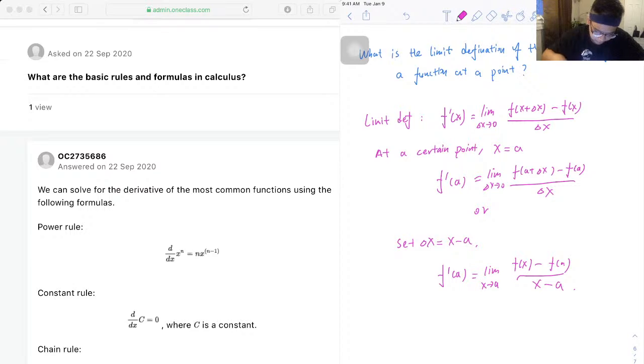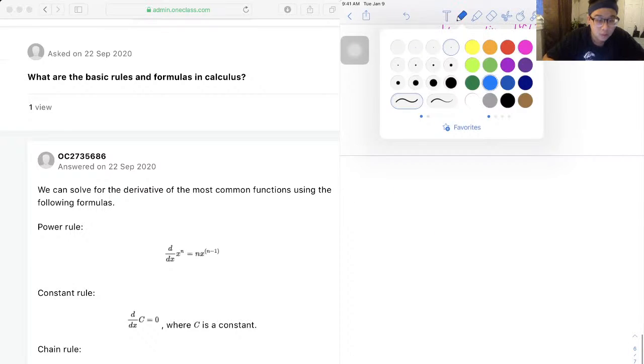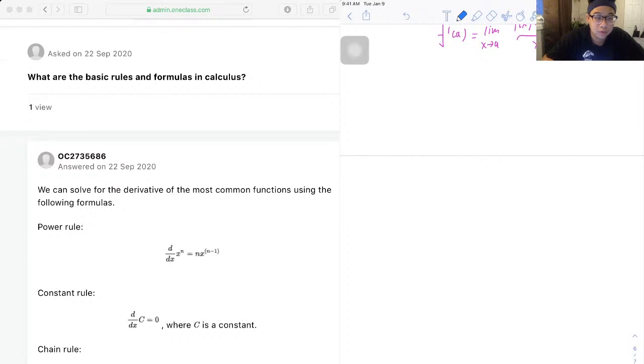Okay. So now we're asking, what are the basic rules and formulas in calculus? I'm assuming that this question is more focused on the differentiation part. So let's write it down here. Basic rules and formulas.